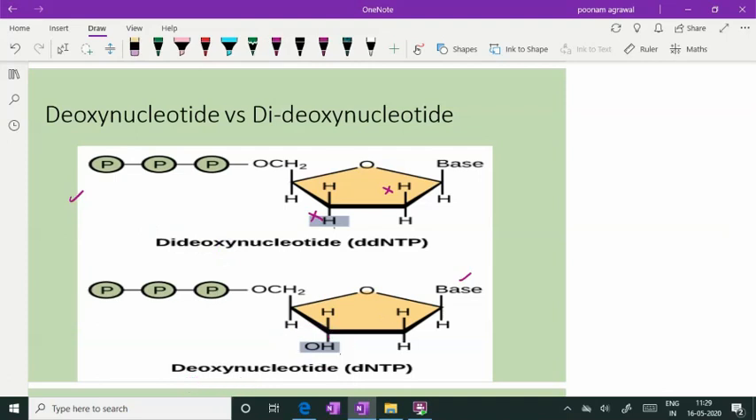So if a dideoxynucleotide is incorporated in the elongating DNA chain, it will not be able to get added with the next incoming nucleotide. That is the basic principle of Sanger's DNA sequencing method, where he used the dideoxynucleotide and deliberately terminated the chain of DNA synthesis at various points, and he could sequence the DNA. That is the topic of today's discussion.